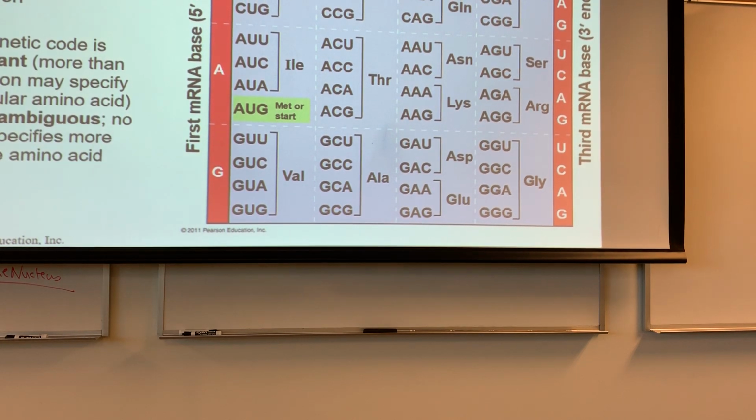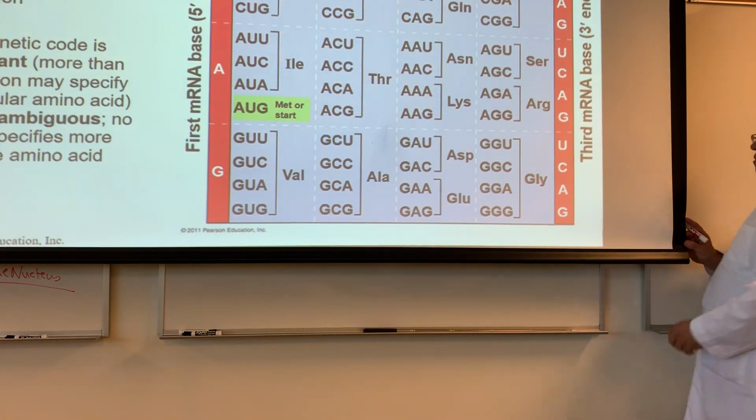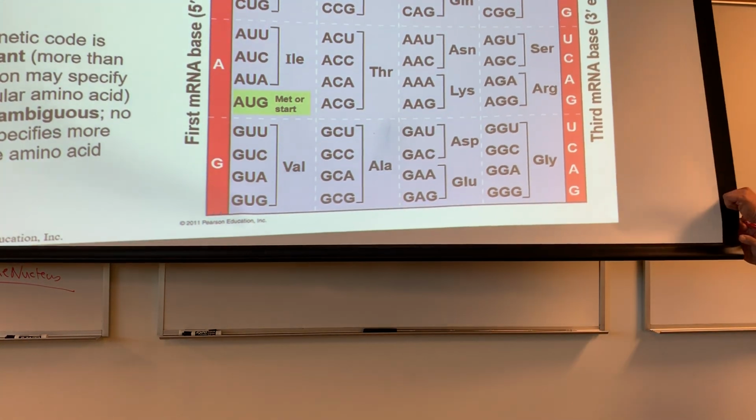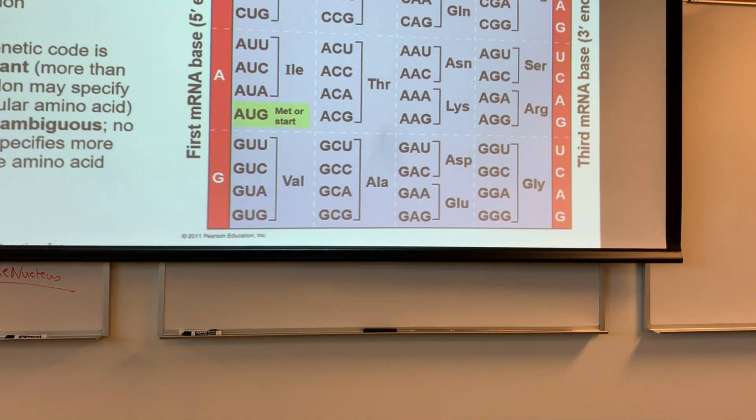Very good. You don't need to memorize the amino acids at all. You will have access to this on all the exams from this point on. And the last one is UGA. What does that give you? Stop. That's a stop codon.